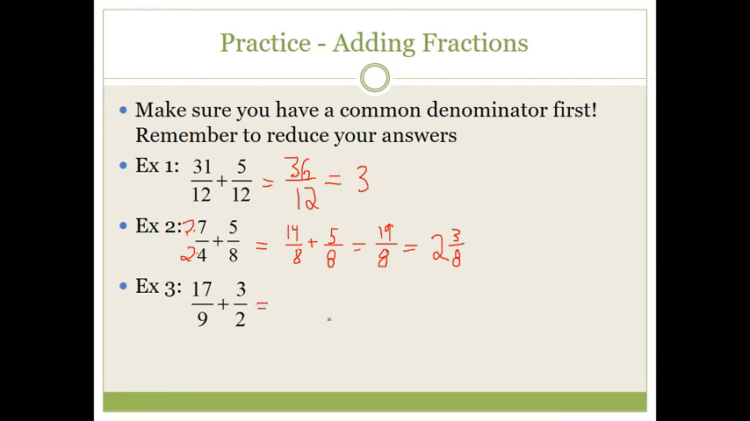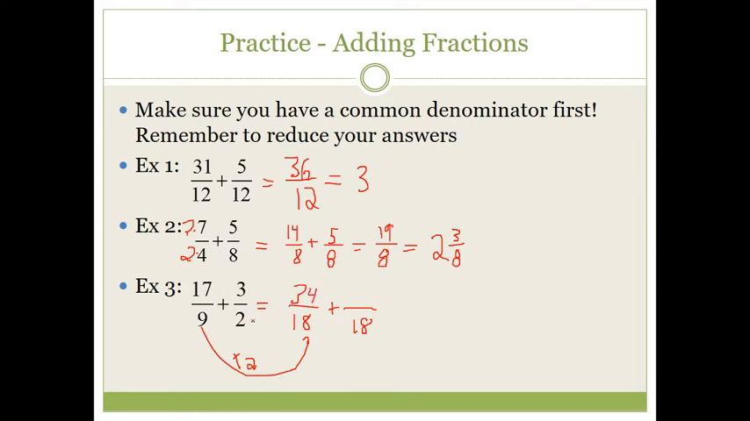And so finally we got the last problem, 17 divided by 9 plus 3/2. Well, again, we don't have a common denominator. I can't just add them across. So I'm trying to find a number they'll both go into. And the lowest one I can think of in this case is 18. So I'm going to rewrite my equivalent fractions both having a denominator of 18. Now I ask myself, what did I have to multiply 9 by to get to 18? The answer was 2. So if I multiply the denominator by 2, I have to multiply the numerator by 2, and 17 times 2 is 34.